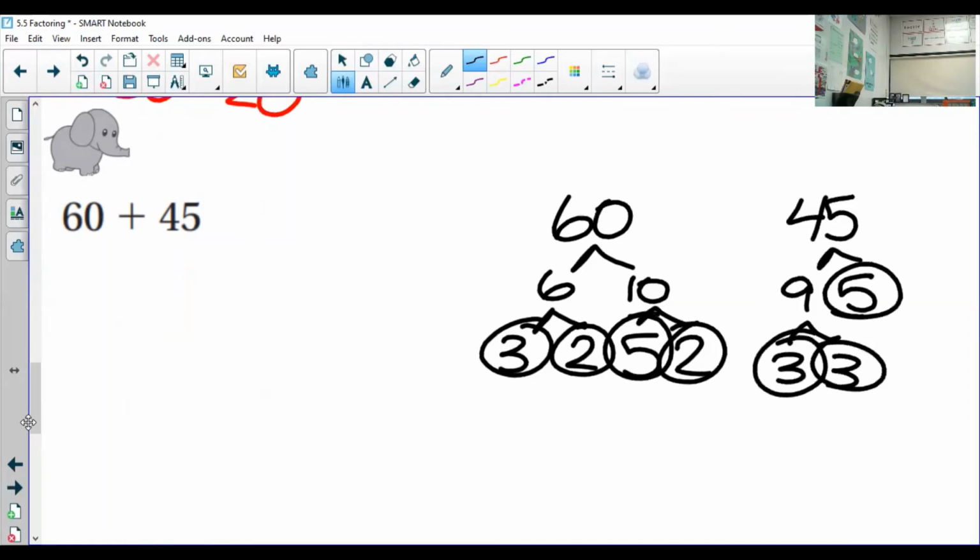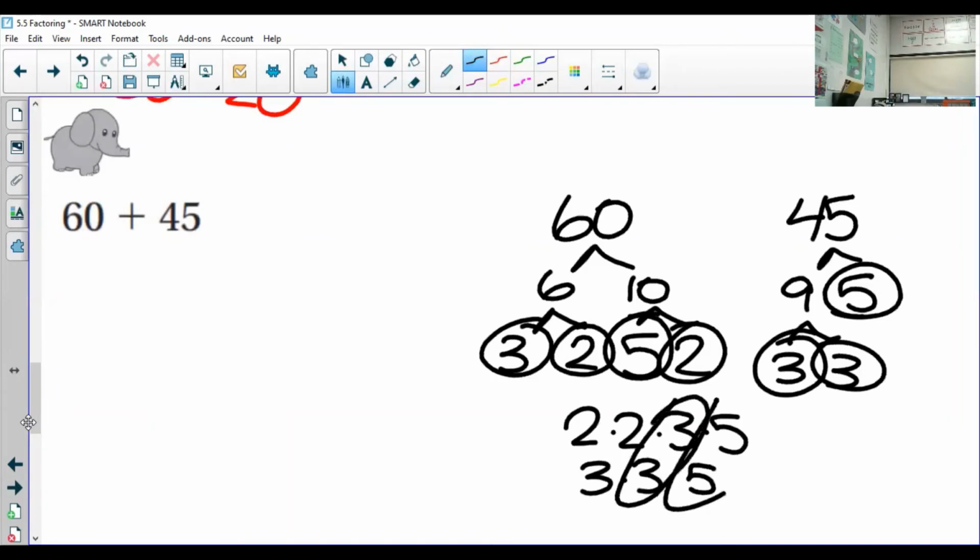Those are my prime numbers. Okay, circle what they have in common: a 3 and a 5. 3 times 5 is 15, so that's the number I'm going to put out front. 15 in parentheses.